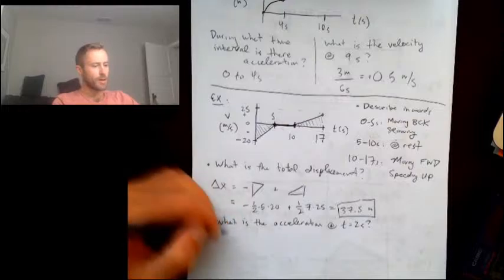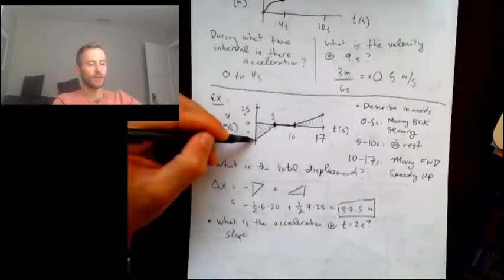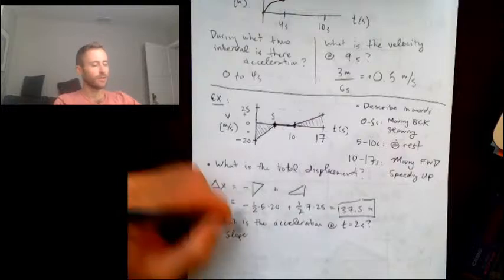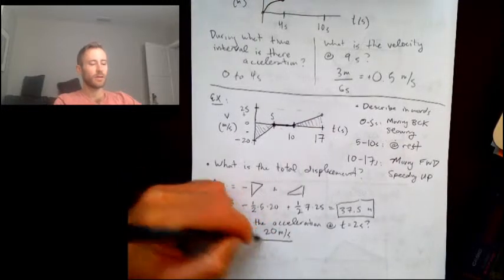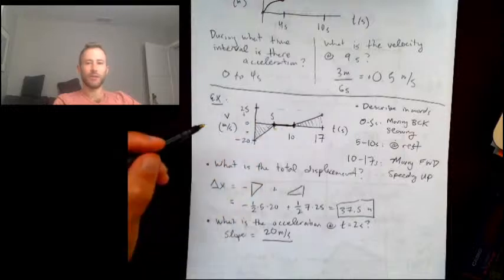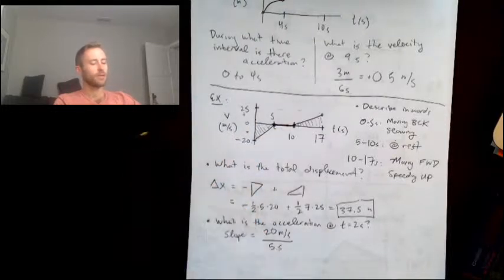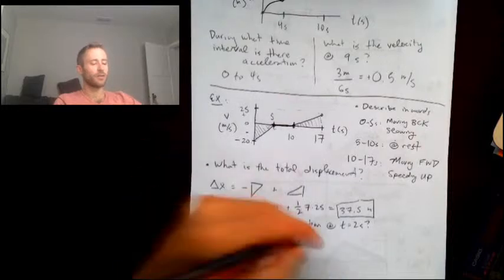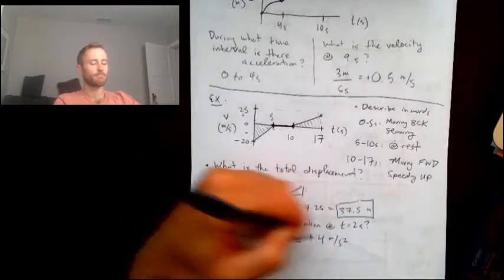Okay. I can see that the slope rises from negative 20 to 0. So that's a rise of 20 meters per second. And then the run is 5 seconds. So that is an acceleration of plus 4 meters per second squared.